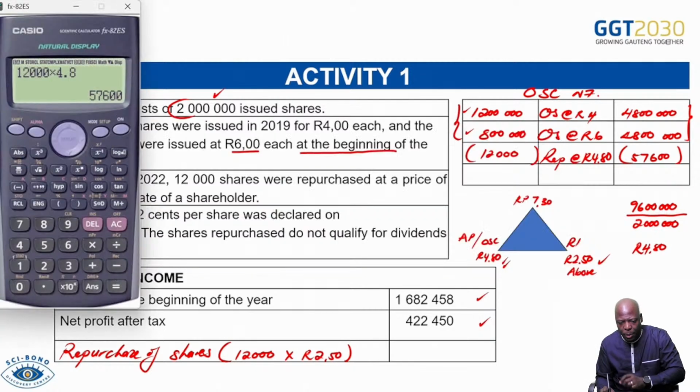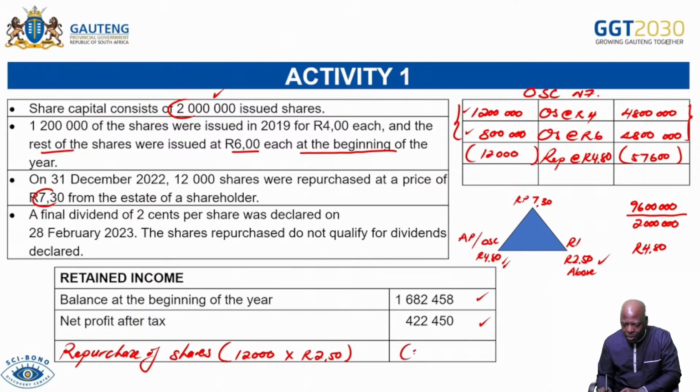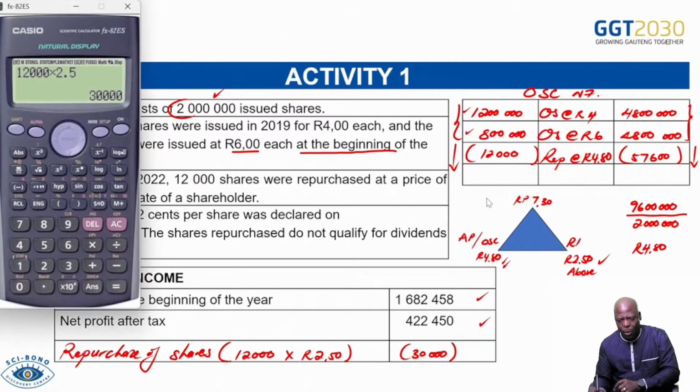So I'm going to come here and say my 12,000, then I multiply that by my 2 rand 50, and that is going to give me my total, which is 30,000. I have that in brackets there, 30,000. So I can complete my ordinary share capital here because I just need the balance at the bottom. Let's do that together since we're already here.